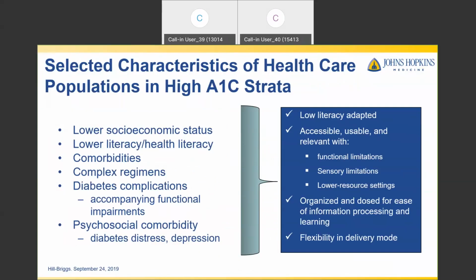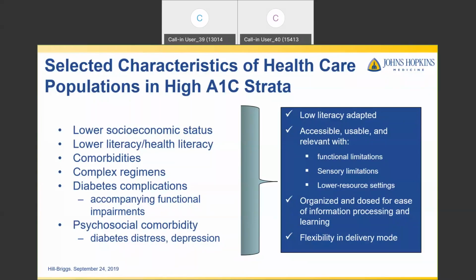As I said, the population most in need in Baltimore is very similar to populations in other high A1C risk strata that healthcare systems encounter. Often, they may have lower socioeconomic status, there may be limited literacy or health literacy. If people, of course, have had diabetes that has not been well managed, usually there are comorbidities, there are complications, very often accompanying functional impairments, and psychosocial comorbidity.